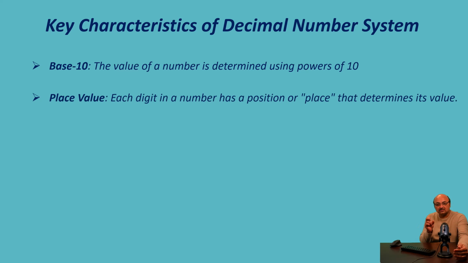Placeholder. The placeholder means depending on what the place is of the digit, the value of the power will be. For example, for the units place, the value of the 10 power will be 0, and so on. We'll come to that in a bit.